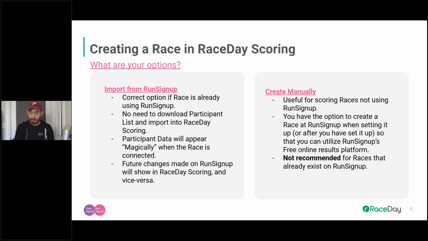Now you can also create races manually. This is obviously useful if the race doesn't use RunSignup. You have the ability, when you're uploading a race or creating it manually, to publish it to RunSignup. So this is something that we make available to you when you're creating your race. You can choose to upload it to RunSignup.